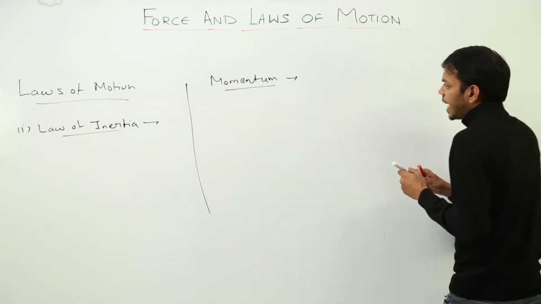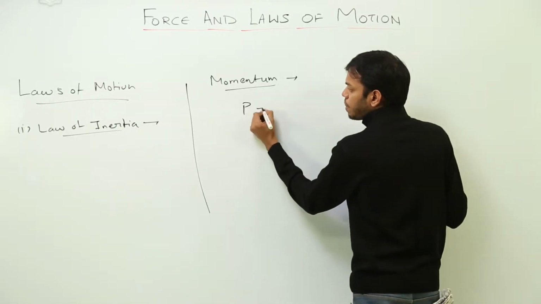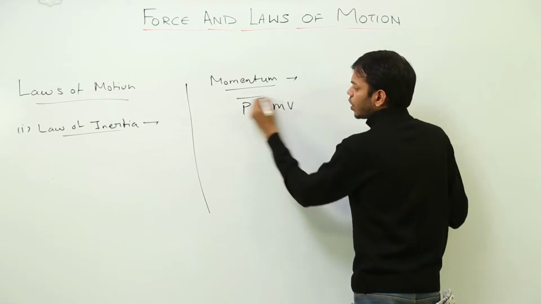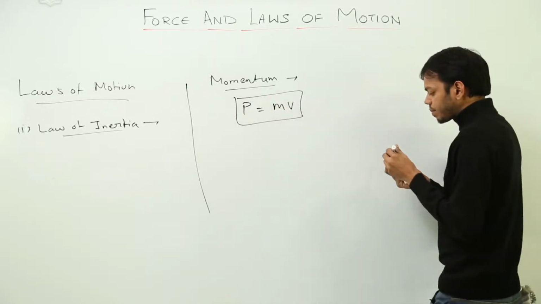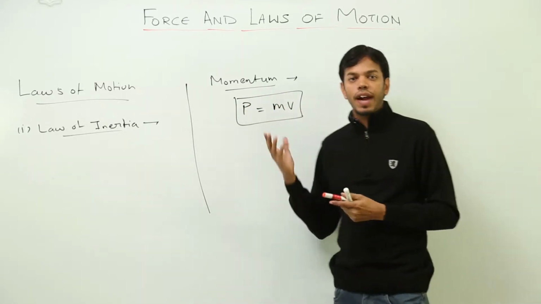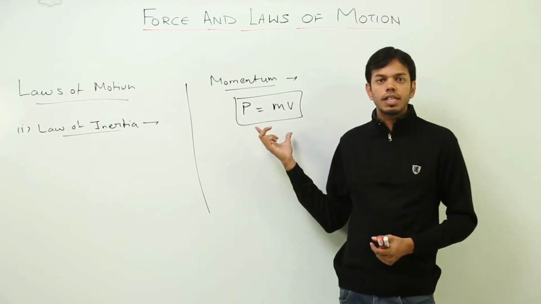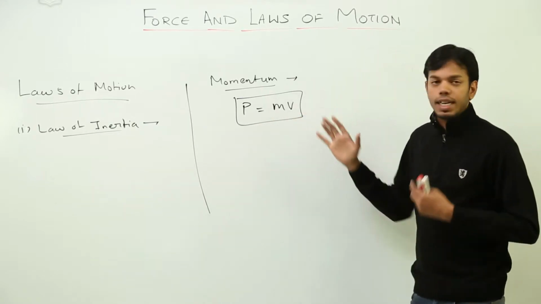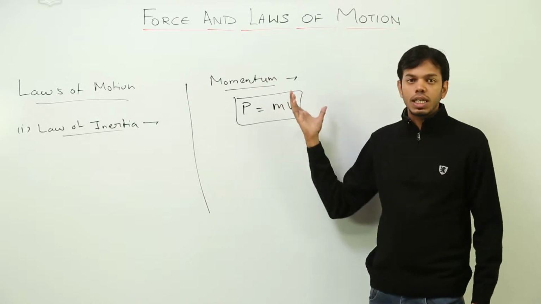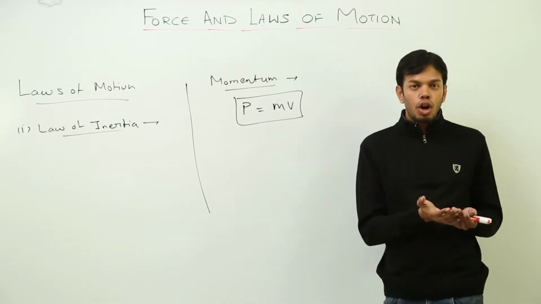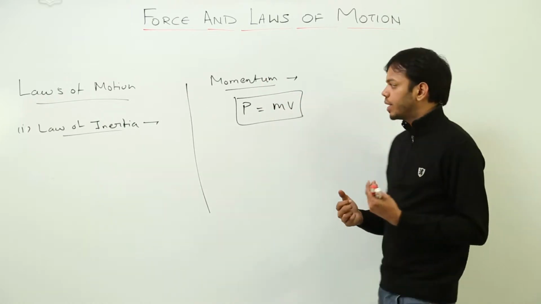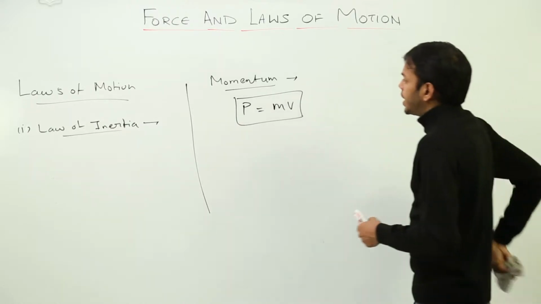So momentum, denoted by P, is the product of mass and velocity of the body. That is the definition, but it is understood as the measure of the quantity of motion contained in the body, right? That is momentum.